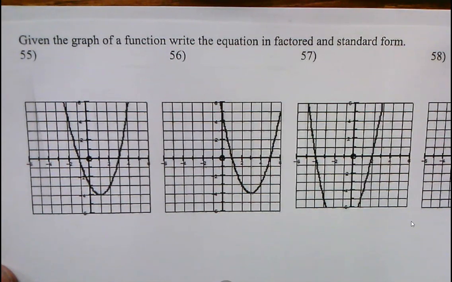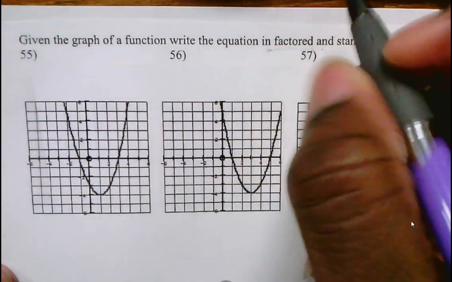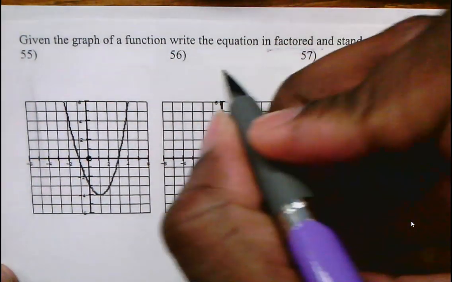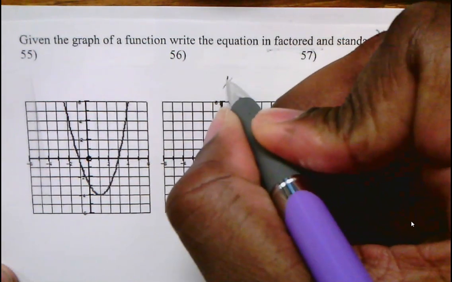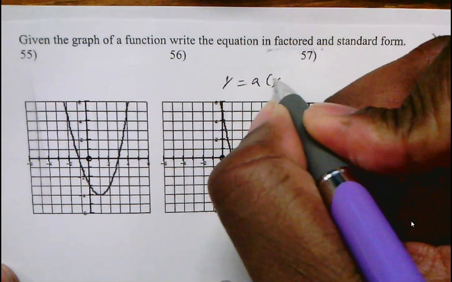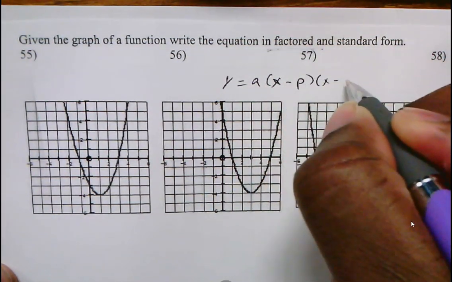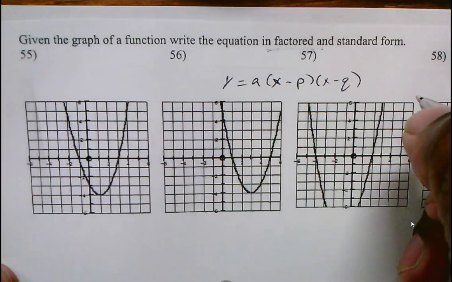Alright, so this video is about writing an equation for a quadratic in factored form using this graph. And just for the record, factored form basically means the form y equals a(x - p)(x - q). That'd be factored form.